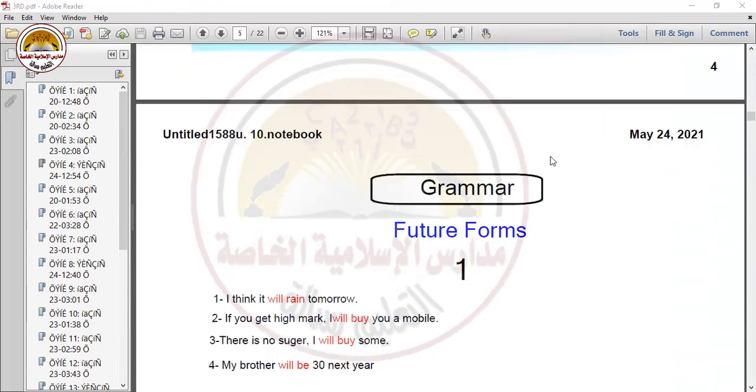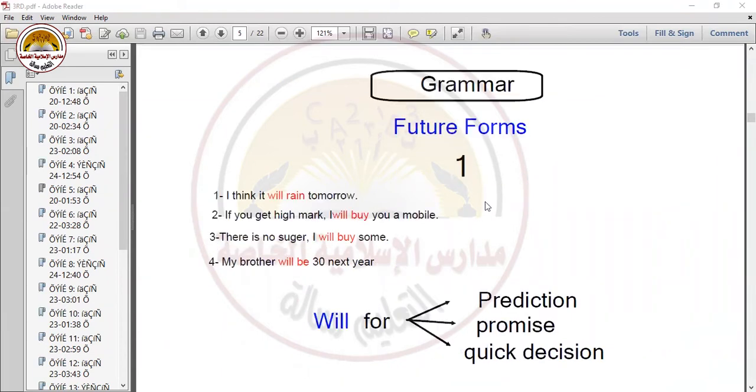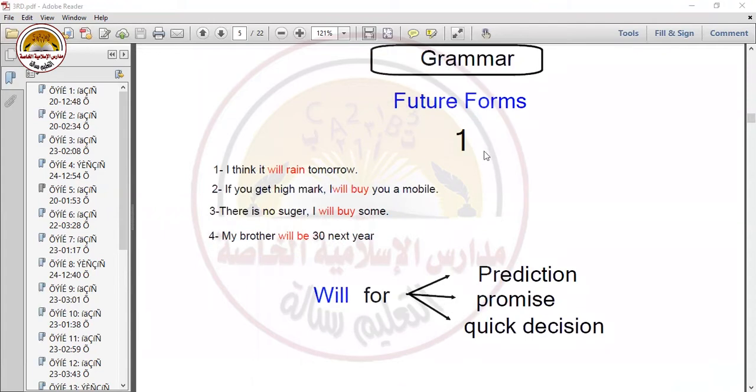Let's turn to the grammar points in our unit, future forms. Ahmed, we have different forms to express the future. The first one, we can say will plus infinitive, as in these examples. Number one, I think it will rain tomorrow. Number two, if you get a high mark, I will buy you a mobile. Number three, there is no sugar. I will buy some. Number four, my brother will be 30 next year.